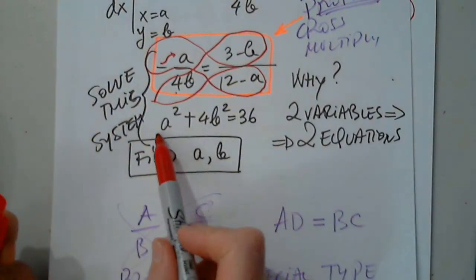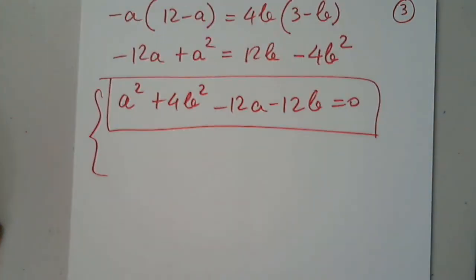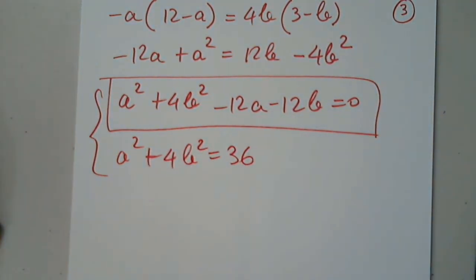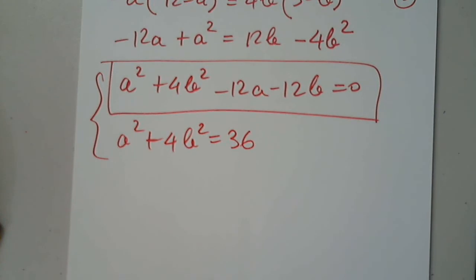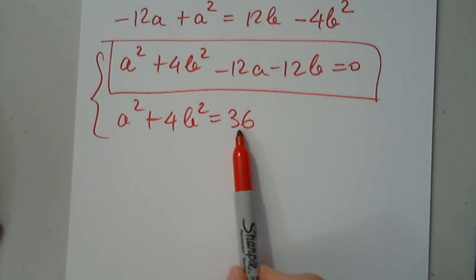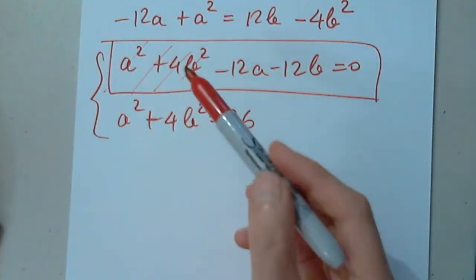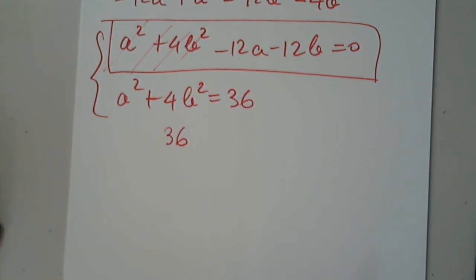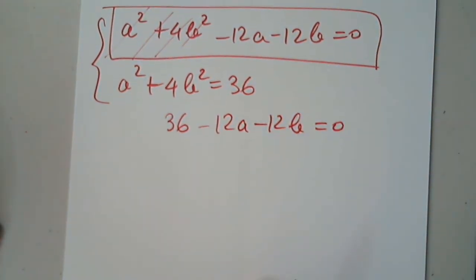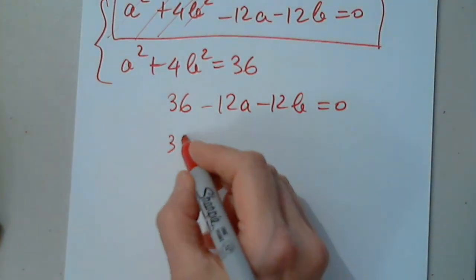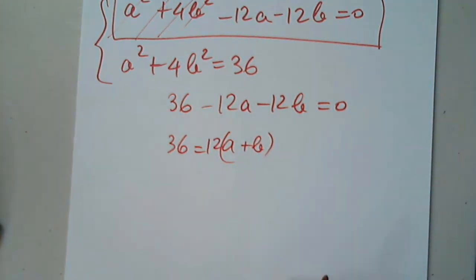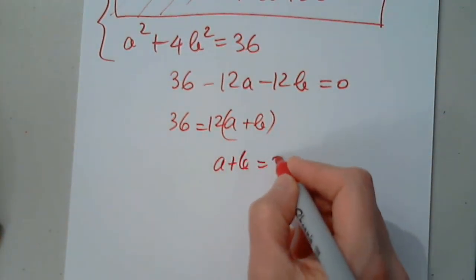There was no end to this problem. So I'm attaching a squared plus 4b squared equals 36. Okay. Look at that. So a squared plus 4b squared equals 36. So I'm going to replace this by 36 and see what happens. 36 minus 12a minus 12b equals 0. And then 36 equals 12 times a plus b, or a plus b equals 3.